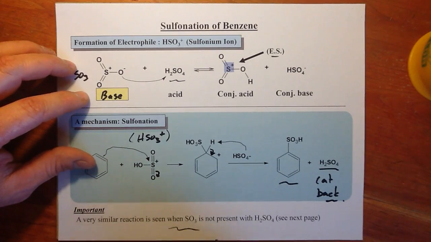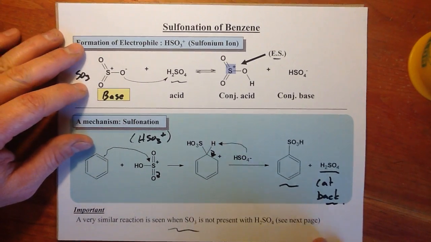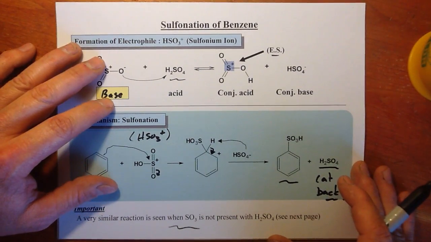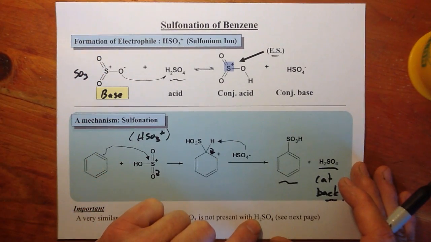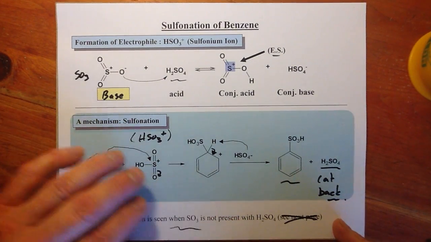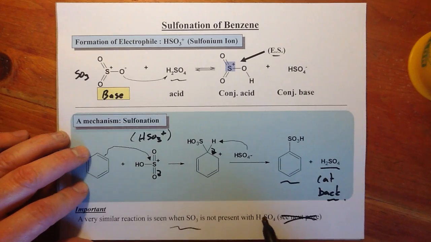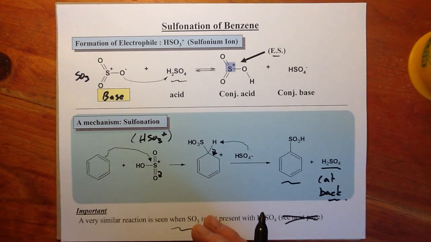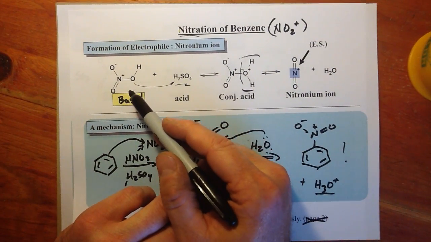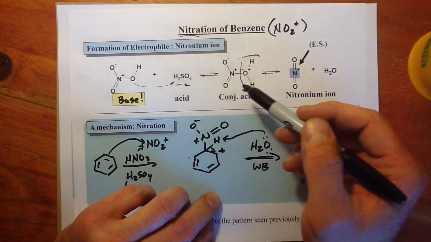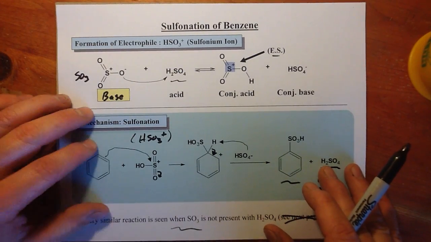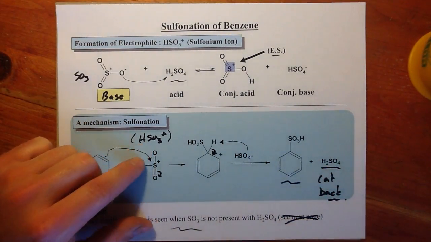Now a very similar reaction is seen when SO3 is not present. We can also have a protonated form of sulfur trioxide formed with just sulfuric acid. I'm going to skip that for sake of time for this video, but you can see, just like we did with nitric acid, if we take sulfuric acid and have it react with itself, after loss of water, it can generate a protonated form of sulfur trioxide, or the sulfonium ion.